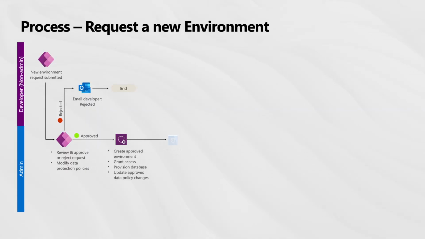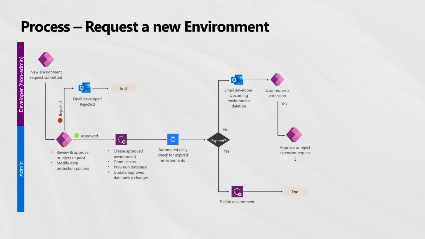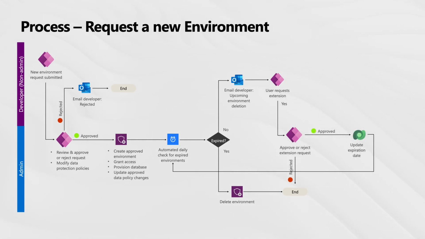As you saw in the demo that we've just walked through, you can request environments for only a specific period of time. So there is a daily automated check for expired environments. If the environment is already expired, then it will be deleted from the tenant. If it's not yet expired but coming up for expiration, we'll email the developer to let them know that their environment is coming up for deletion, and they can request an extension, which is then stored and also approved and rejected.